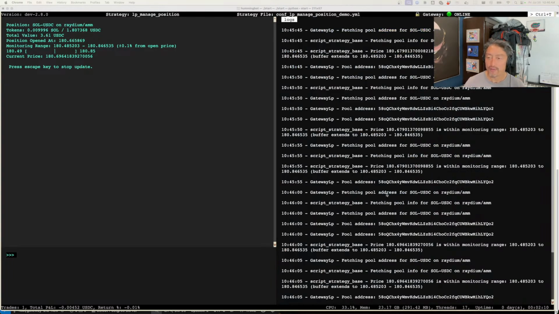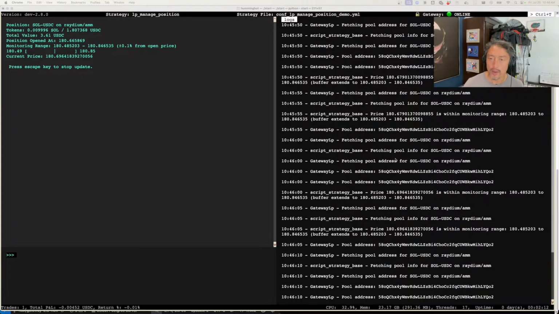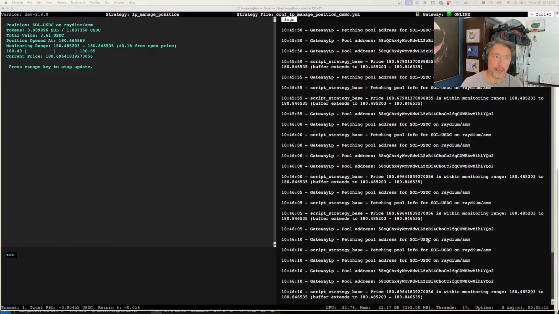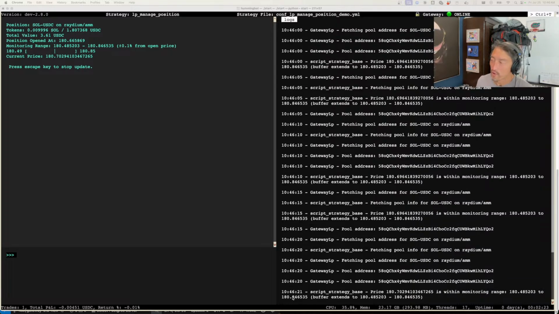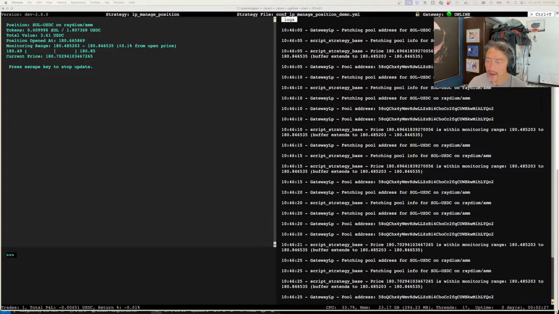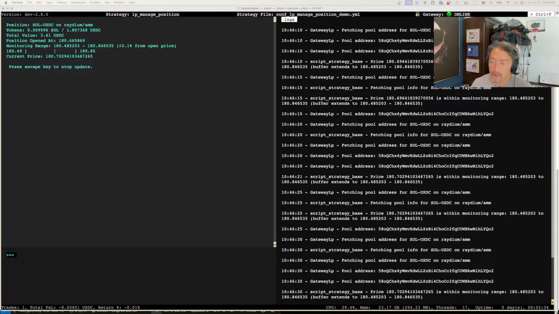You can see every 5 seconds it's doing this monitoring, and it's going to update that. That's why I changed the tick size to 5 seconds, because in theory, it could be doing this every 1 second, but that's kind of a waste. If you access a node, or you're paying for a node, you probably don't want to use it that fast. So changing the tick size is the easiest way of making sure that you don't hit your rate limits too fast.